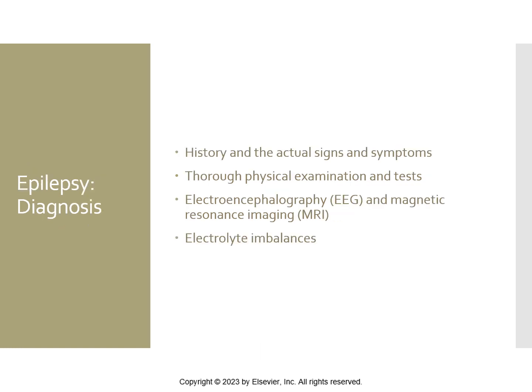Diagnosis of epilepsy is based on the history and actual signs and symptoms observed during a seizure. EEG and magnetic resonance imaging, or MRI, can be helpful in identifying or ruling out the cause for a seizure. The diagnosis will be made when metabolic abnormalities, toxins, infection, or other reversible causes have been ruled out, and two unprovoked seizures occur more than 24 hours apart.